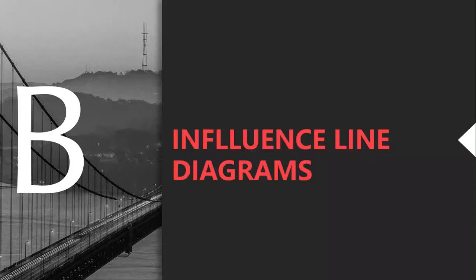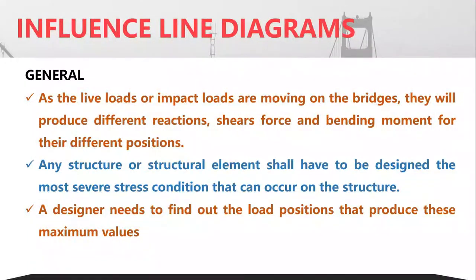So next we shall be going on to the next topic, influence line diagrams. Now as you know, as the corresponding live load, or the impact load as some textbooks call it, moves on the bridges, it will produce different reactions, shear forces and bending moments as it keeps on changing position. So a bridge structure must be designed for the most severe condition that can occur at a particular section.